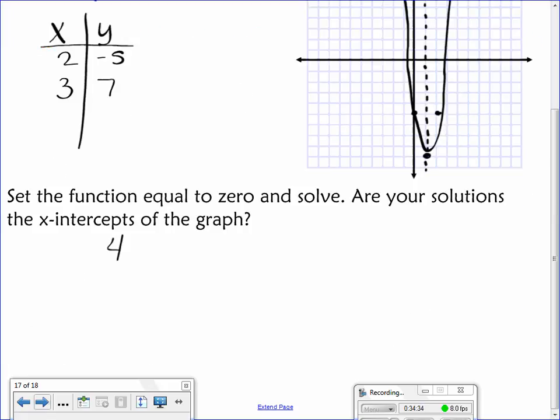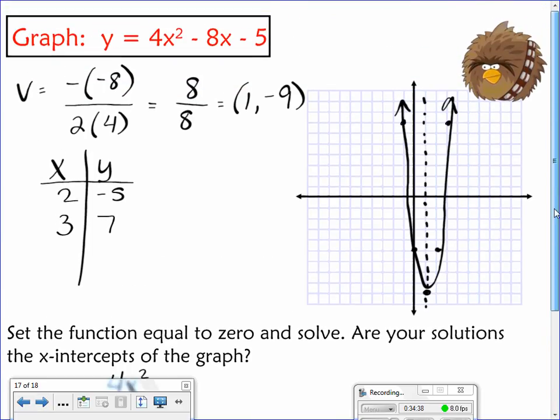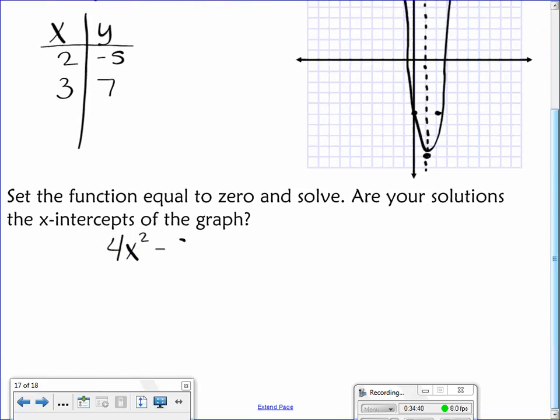So what do we have? 4x squared minus 8x minus 5 equals 0. Can we use the square root method? No. Can I factor that? Glancing at it, I have no idea, but I'm going to guess no. All right? You just don't want to.